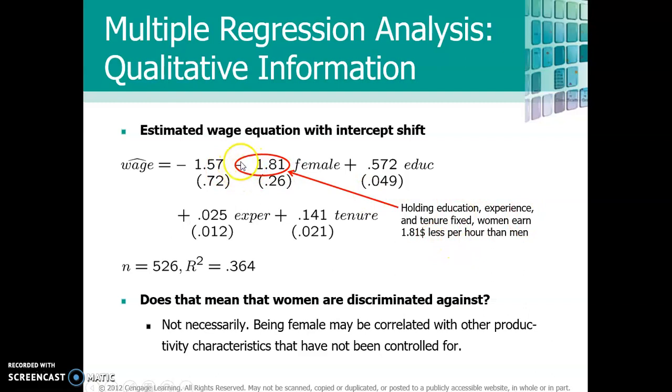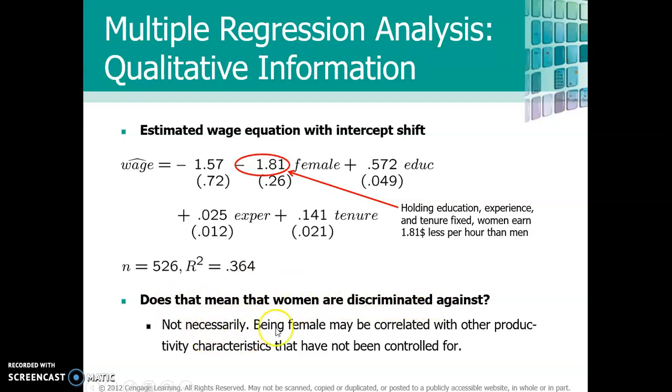Because this negative sign tells us, if it was positive, then it would mean that the woman earns more. But the fact that the sign is negative tells us the woman is earning $1.81 less per hour compared to her male counterpart. Now, does that mean that women are discriminated against?